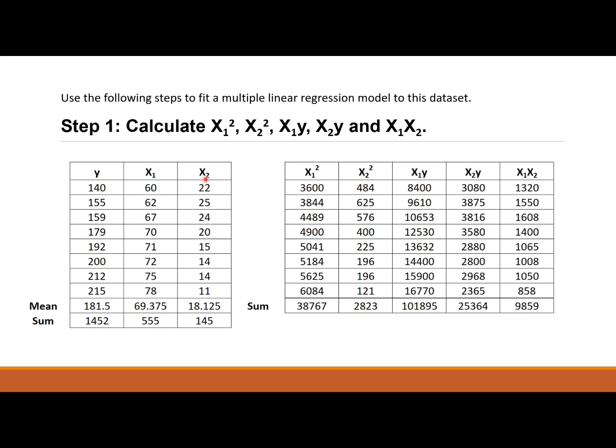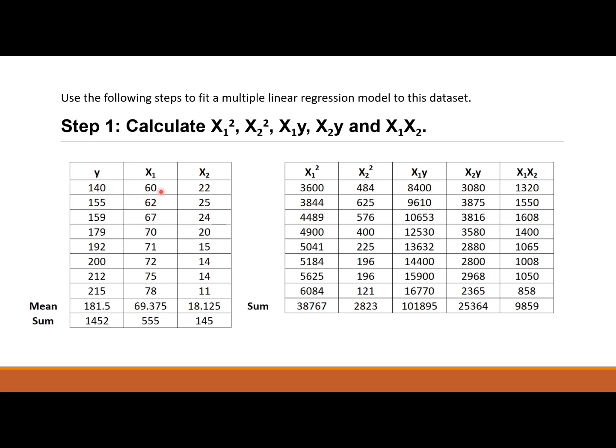Next is for the x2, we get the square of this x2. So 22 times 22, we get 484. Then 25 times 25, we get 625. Then 24 times 24, we get 576. Then so on and so forth. Then we get the total of all values here, 2,823.